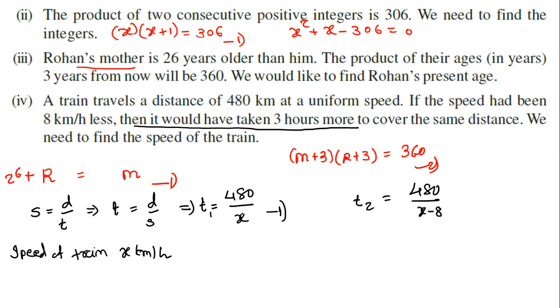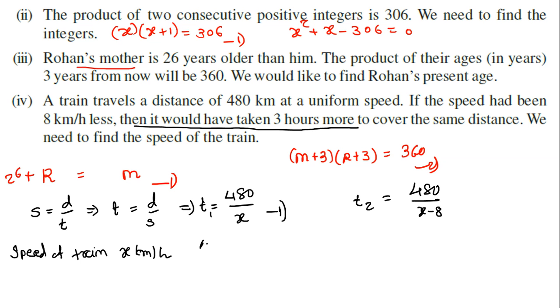So you can assume, for example, this x is 50 kilometers per hour. So 480 upon 50 will come, and if you simplify, you will get some time. Now it is 8 kilometers per hour less, so if that is 50, this is 42. So the new speed is 42 kilometers per hour. If you divide 480 by 42, again you will get the new time. And that time difference is 3 hours more.